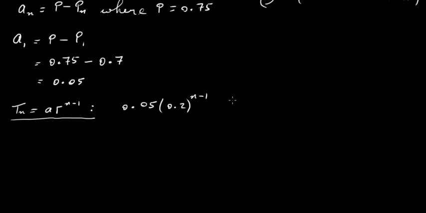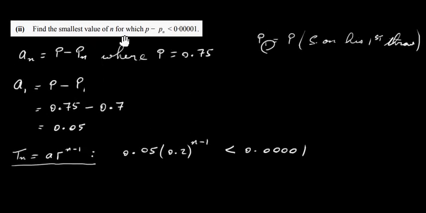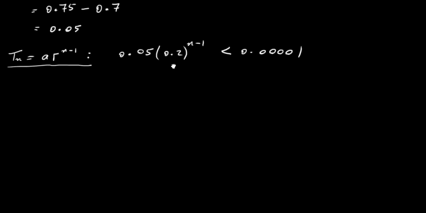We want this to be less than 0.00001. So this is what we've got to work out. The question is, find the smallest value of n for which p minus pn is less than 0.00001. Okay, so let's find this value of n. First thing I'm going to do is divide across by 0.05. That will give me 0.2 to the power of n minus 1 less than, if I divide this by 0.05, I'll get 0.0002.